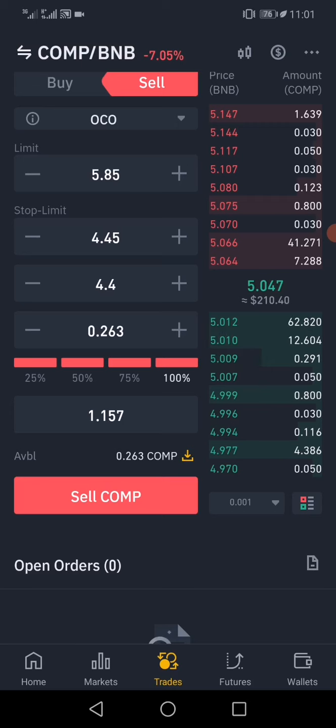If I should sell my compound at 5.85, I'll be getting around 1.5 BNB. But if I should sell it at 0.263, I'll be getting only 1.15 BNB. So this is what it means. So I'll tap on the sell, and then it will give me a confirmation message. I'll have to confirm that I know what I filled.